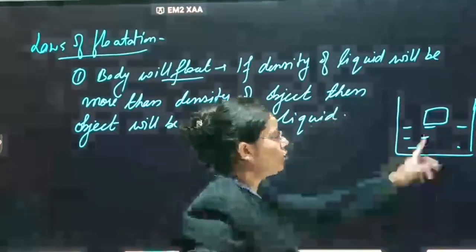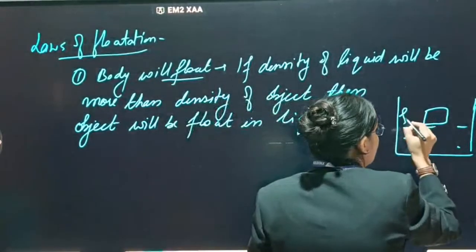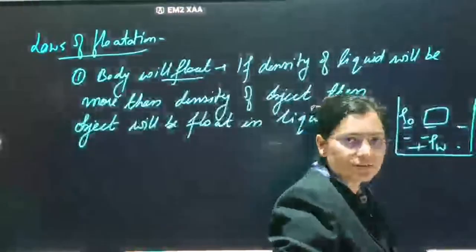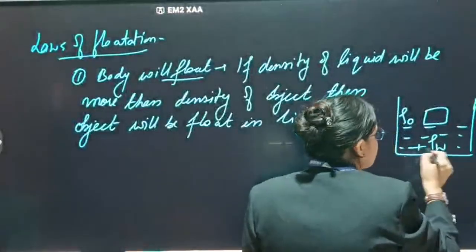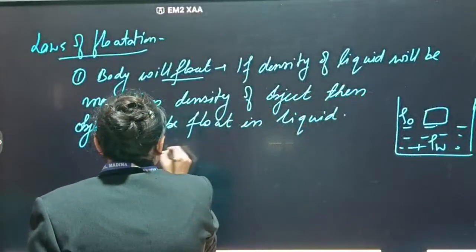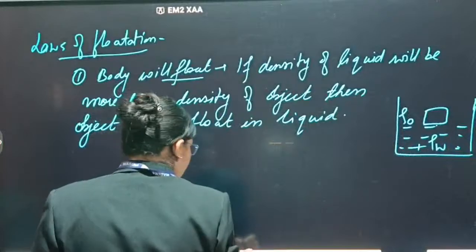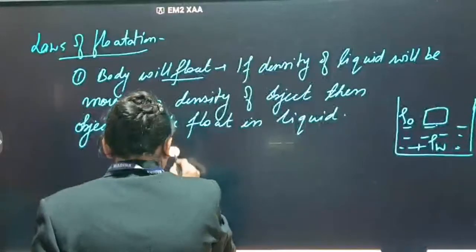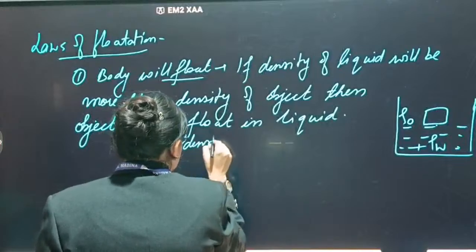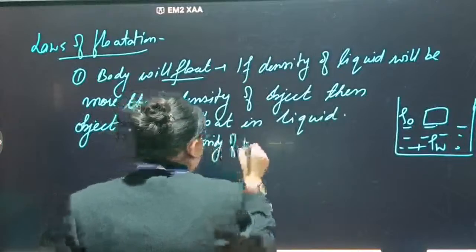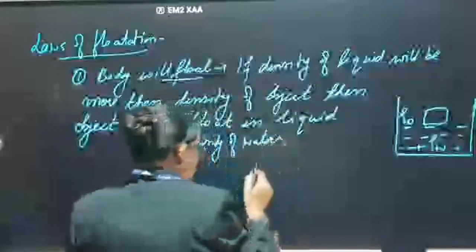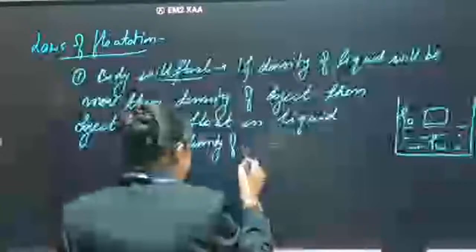Clear, that if the object's density and this one is the water density, liquid density, we can say this one can float inside this one. In this case, that is the density of water. If here we can write, if density of water or liquid we can say, not always water, any liquid.